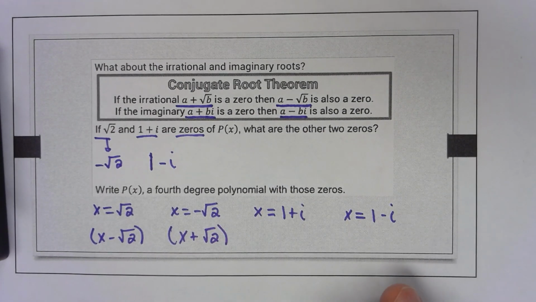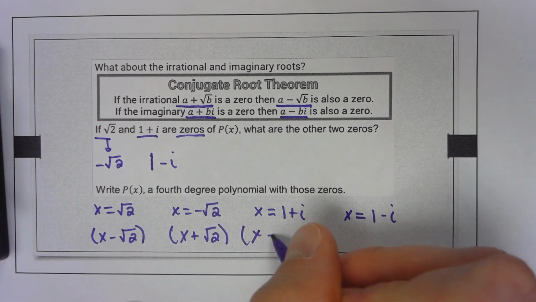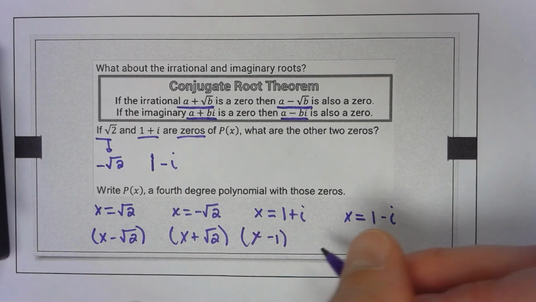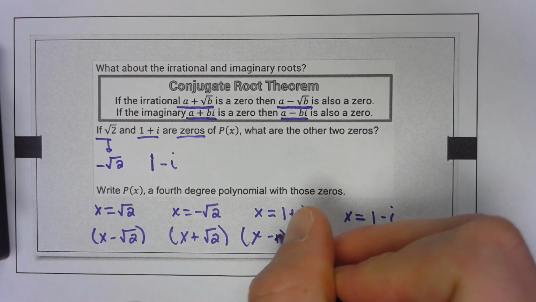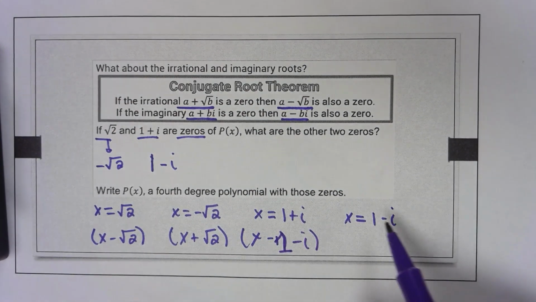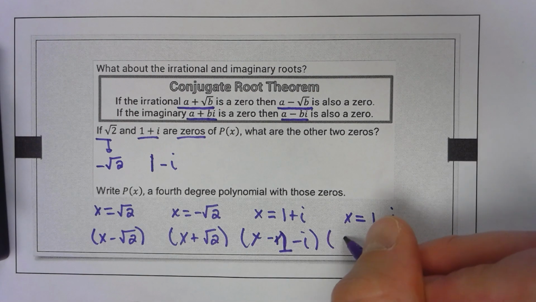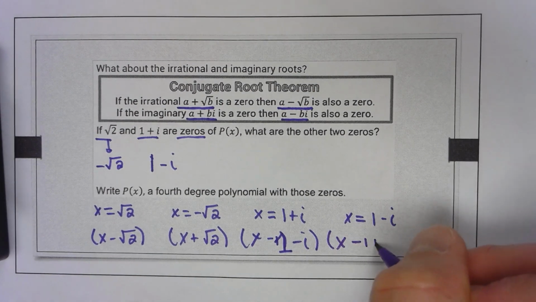For these solutions that are imaginary, I have to subtract two terms. I have to subtract the 1 and the i. So that's x minus 1 minus i. Again, with this answer, I have to subtract 1 and add i. So that's x minus 1 plus i.